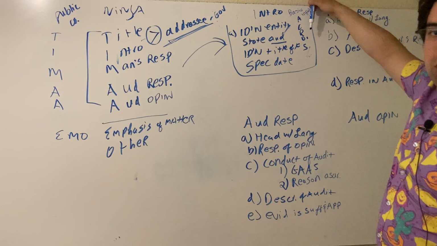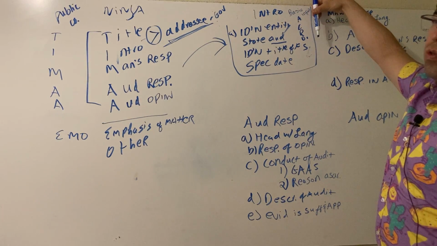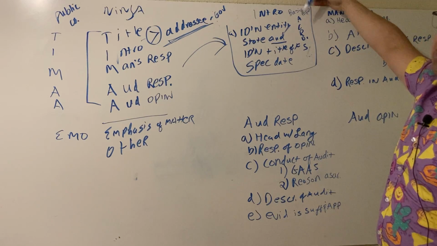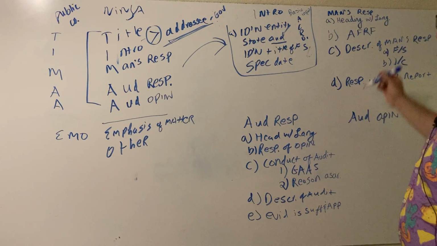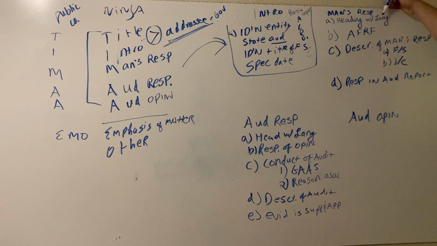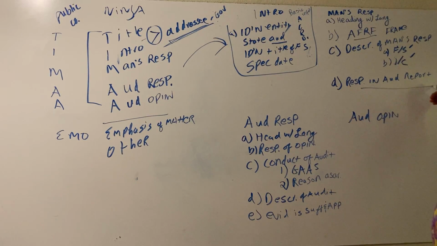For location questions, when you read the first end of the document, read where it's at. So heading, and then management responsibility, AF and R. That's the framework, so management's telling you what the framework is. Heading with language, I don't know what that means. Description of management's responsibility: they're responsible for the financial statements and the internal control, and they're also responsible for the audit report. They're taking responsibility for that.